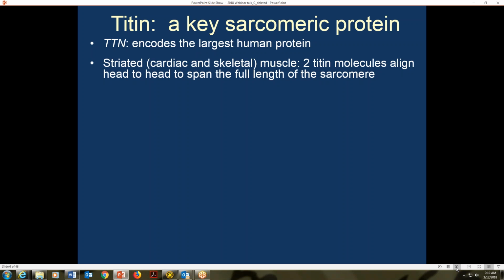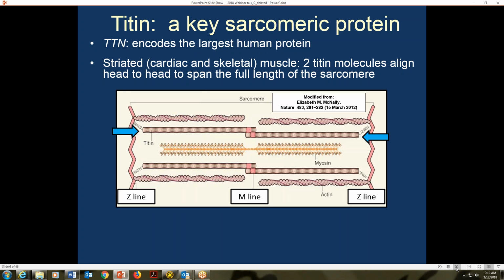In striated muscle, so when we talk about striated muscle, it's stripy muscle because it's got sarcomeres, and in general that's cardiac and skeletal muscle. In that sort of muscle, two molecules of titin align head to head to span the full length of the sarcomere. And this is a picture modified from Elizabeth McNally's really beautiful paper in Nature.